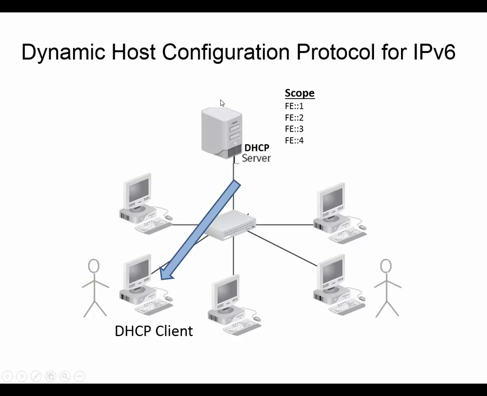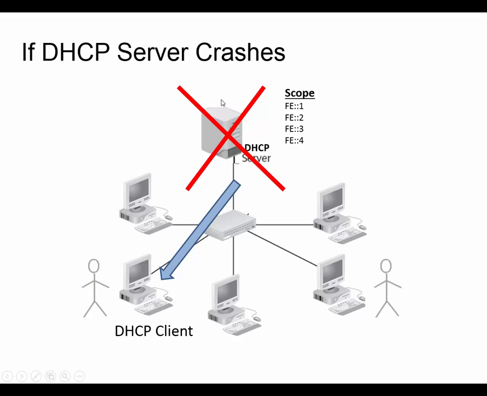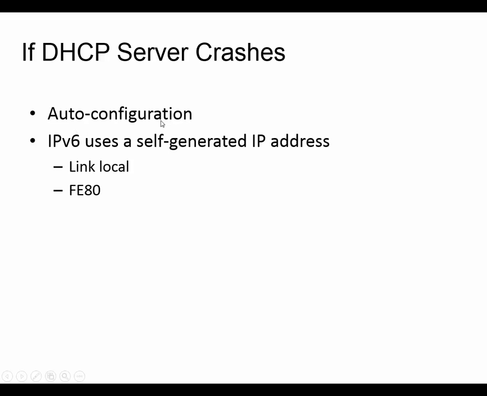What if the DHCP server crashes? Well, similar to IPv4, auto-configuration kicks in. The workstation generates a self-generated IP address, and that is called a link local IP address. A self-generated IP address is called a link local IP address, and it always starts with FE80. So if you see a computer has an IPv6 address that begins with FE80, then that tells us it's a DHCP client that couldn't hit the DHCP server, so it's generated its own temporary IP address.